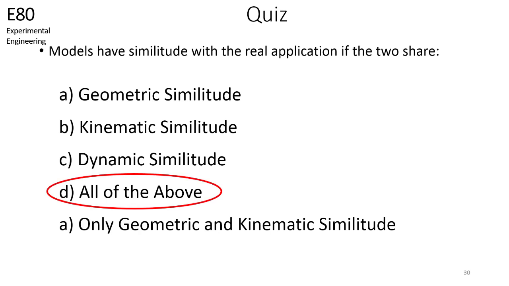The correct answer is D. You need geometric, kinematic, and dynamic similitude for a model to have similitude with the real thing.